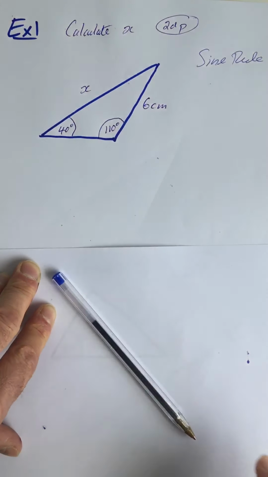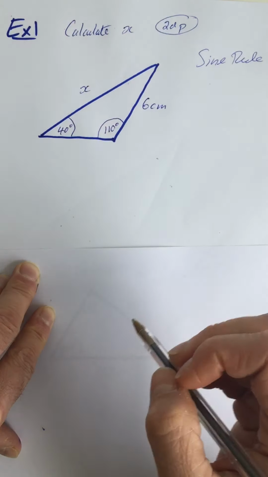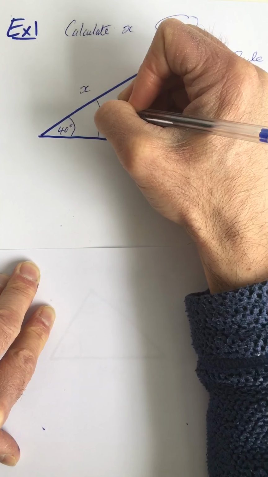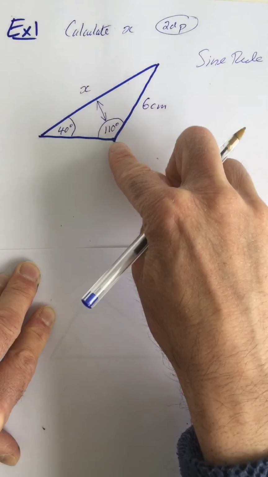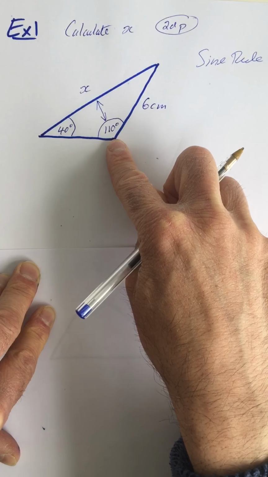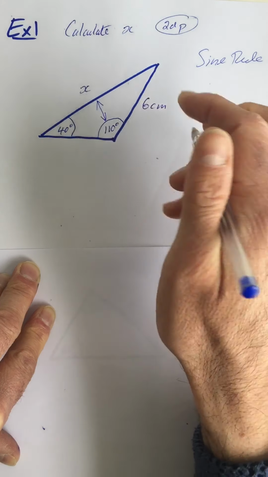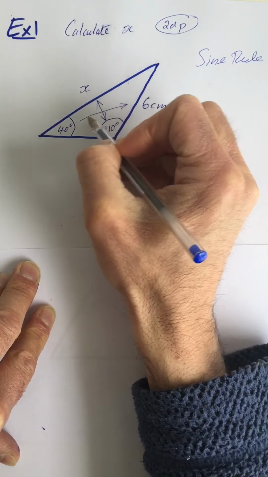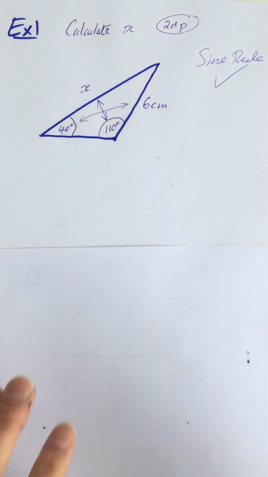And for the sine rule to work, this is how I teach it, you have to have angles paired with sides. So x is a side. Do I know the angle across from it? The answer is yes. I'm going to draw a little arrow across. So x pairs up with 110. For the sine rule to work, I need another pair. I need another side with its matching angle. And you'll notice that 40 degrees and 6 are across from each other. So there is another pair. So the sine rule is going to work.